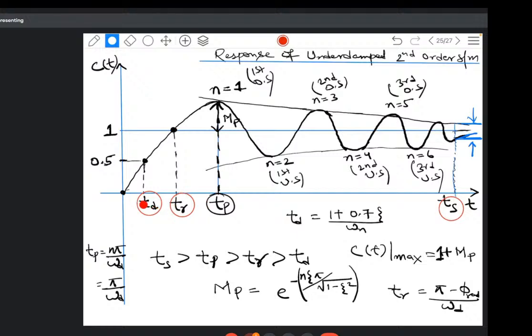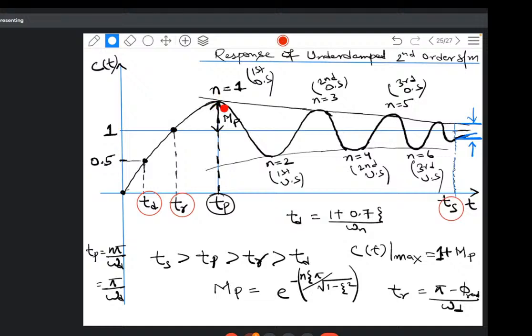Delay time formula was (1 + 0.7 zeta) by omega n. The rise time formula was (pi minus phi) by omega d. Peak time formula was n pi by omega d. Settling time formula was, for 2% tolerance band, 4 by zeta omega n, and for 5% tolerance band, 3 by zeta omega n.